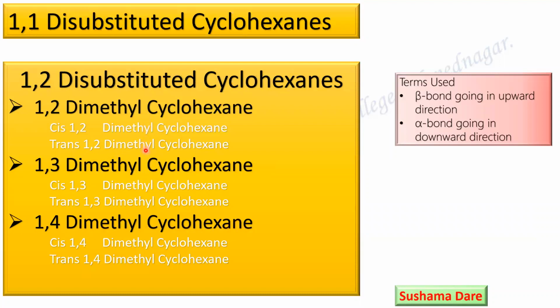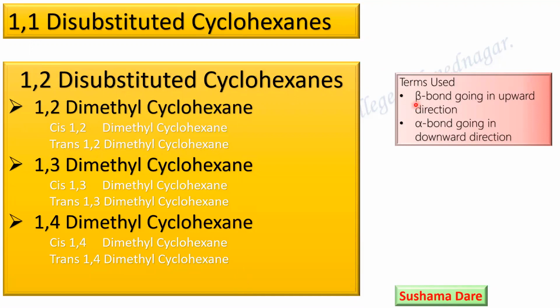All are having geometrical isomers. So in 1,2-dimethyl cyclohexane, there is a cis 1,2-dimethyl cyclohexane and a trans 1,2-dimethyl cyclohexane. So in 1,2-disubstituted cyclohexane, we have geometrical isomers. But in 1,1-disubstituted cyclohexane, it is not possible to have geometrical isomers. Now, the different terms used in this one.